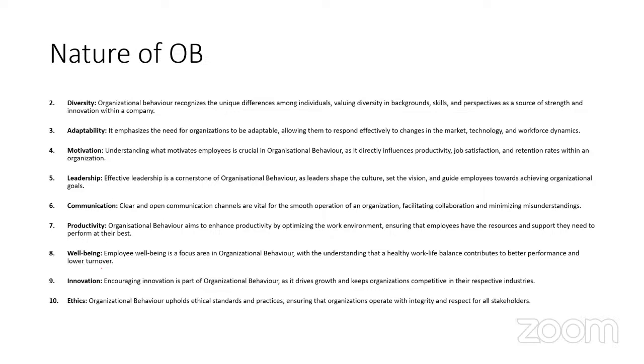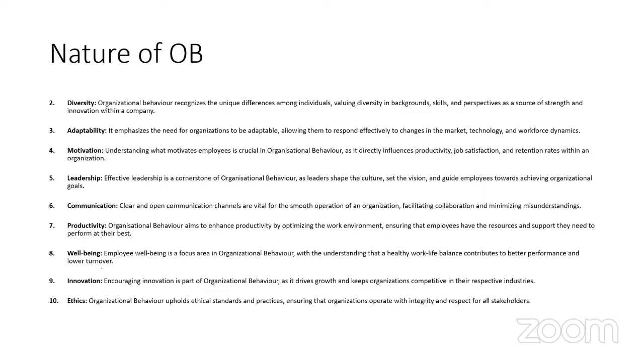And the third one is motivation, right? So understanding what motivates employees is crucial in organizational behavior, because that is what directly influences productivity, job satisfaction, employee retention rates, and all these things. So motivation is a very important concept in OB. In fact, later in your syllabus, we will talk about motivation. What are the different theories of motivation, we will also discuss. Then coming to leadership. Leadership also we would study. What is leadership? What are the different theories of leadership? We will very clearly understand.